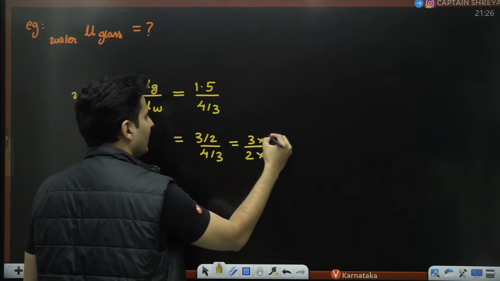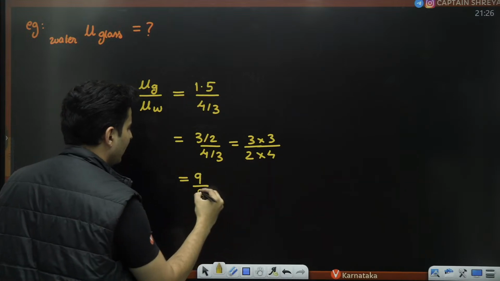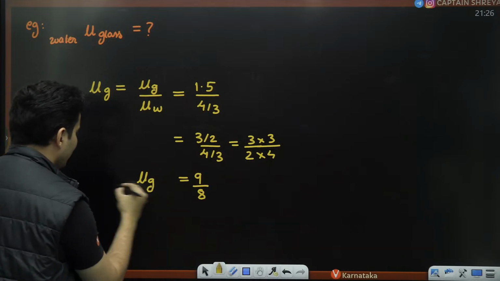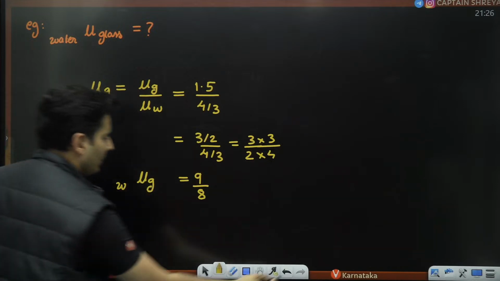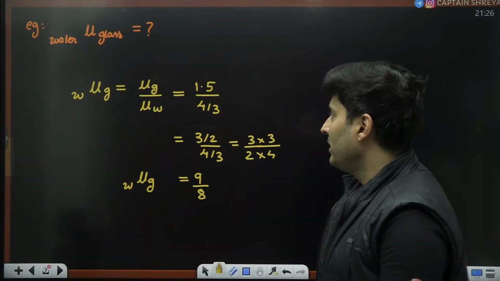And this 3 goes on the top. 3 3s are 9 and 2 4s are 8. So this is the refractive index of glass with respect to water. Is this absolutely clear? How did we do this?